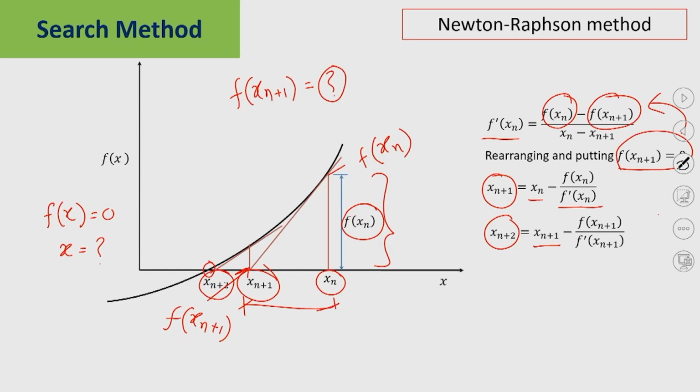In that way I can find x n plus 3, x n plus 4, and so on. At every step I check whether the function value is 0, or near to 0, and if so I can terminate the iteration. This is an iterative process. I calculate x n plus 2, then x n plus 3, and continue, checking at every step whether the function value is 0.